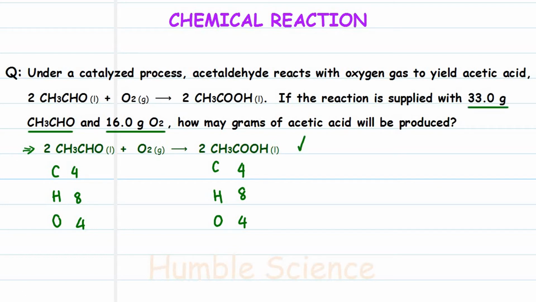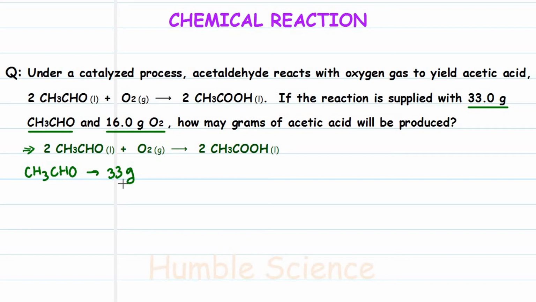The next step is to try to determine the limiting reagent. The question gives us 2 reactants and their exact amount, 33 grams of acetaldehyde and 16 grams of oxygen gas. So we have to decide which one is the limiting reagent. First, let's take a look at acetaldehyde, CH3CHO. So they give us the 33 grams of acetaldehyde, and that has to be converted to mole.